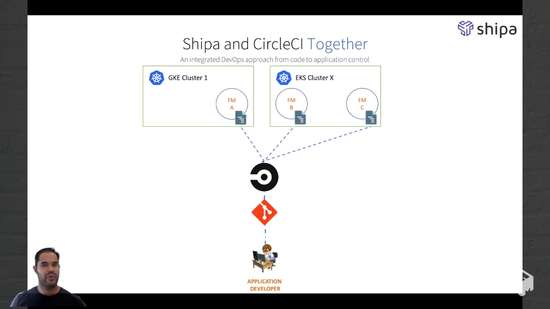In a way that when CircleCI delivers the code to the Shipa frameworks, they are then responsible for creating all the required objects, performing the security scans, attaching network policies, endpoints for the application, application metrics, logs, and a lot more. So your developers can be focused on the application code instead.